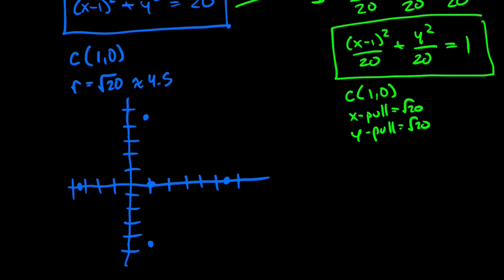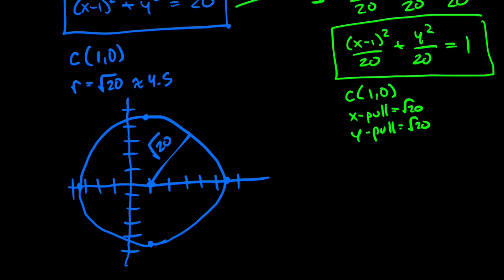So I'm just looking at mine, it's not very good. Yeah, I don't know how that happened. 1, 2, 3, yeah. And then maybe just label this as square root 20.